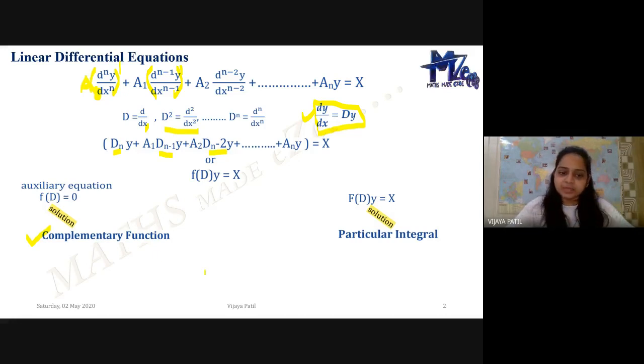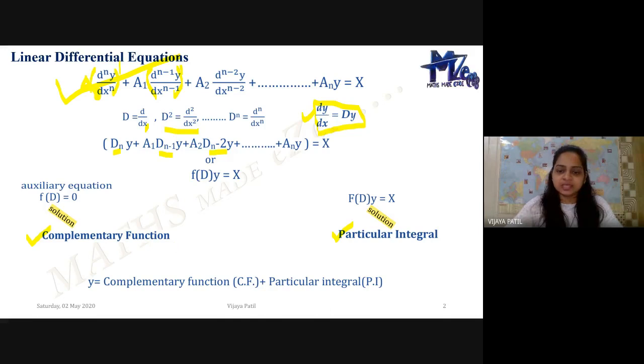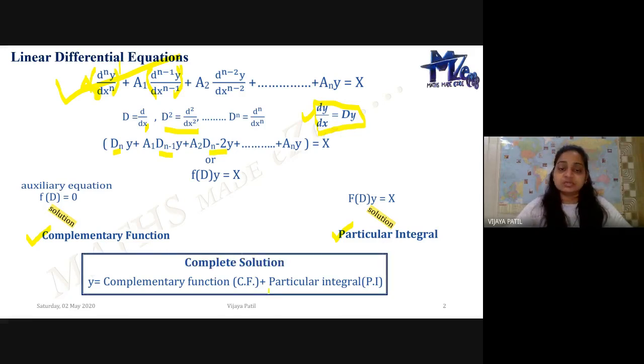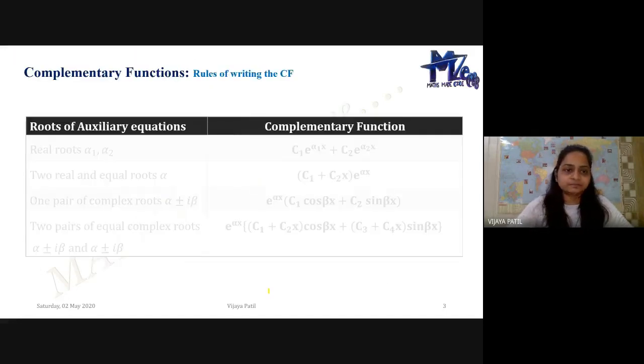And this complementary function and particular integral together will give me the solution of this linear differential equation. This is given as the complementary function CF plus the particular integral PI. Most of the time we'll be using the abbreviation CF for complementary function and PI for particular integral. And this is known as the complete solution. This is also known as the general solution.